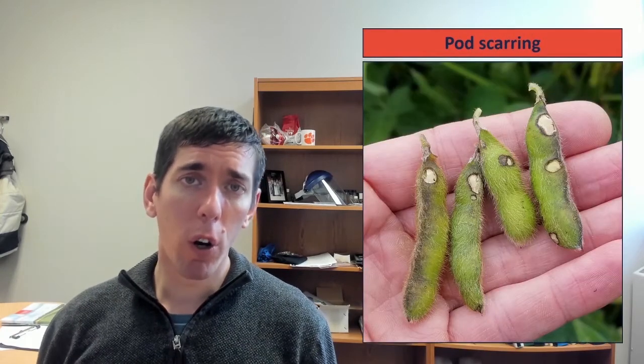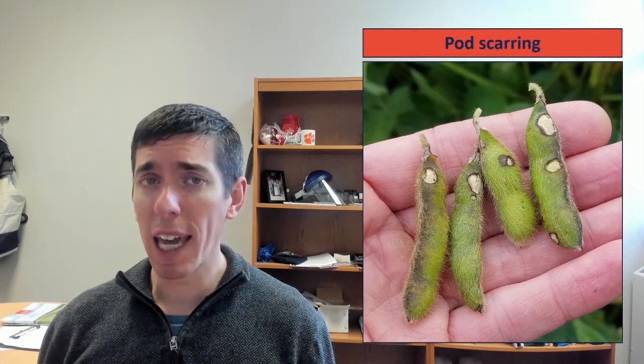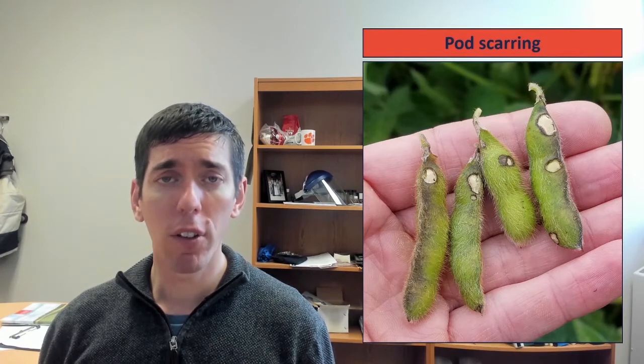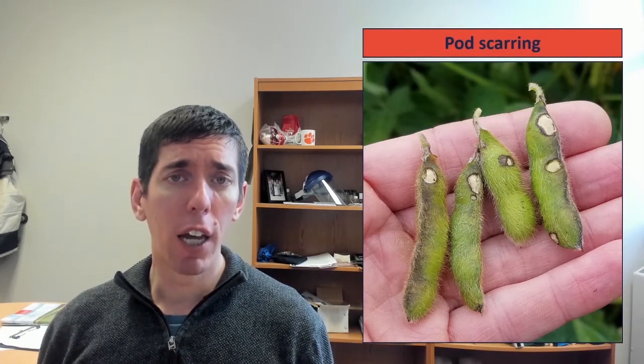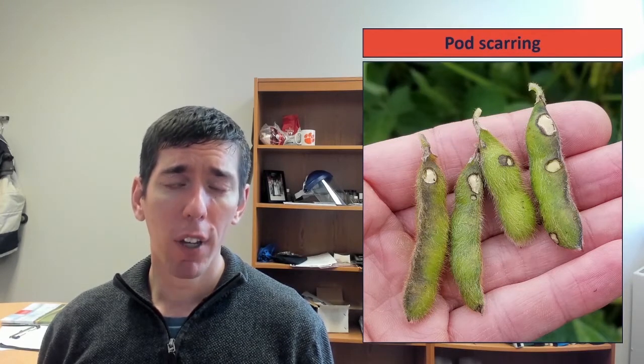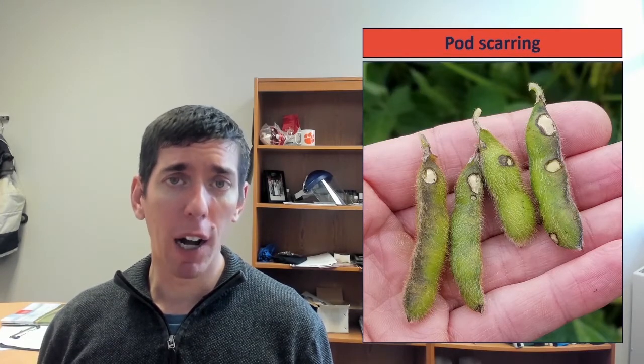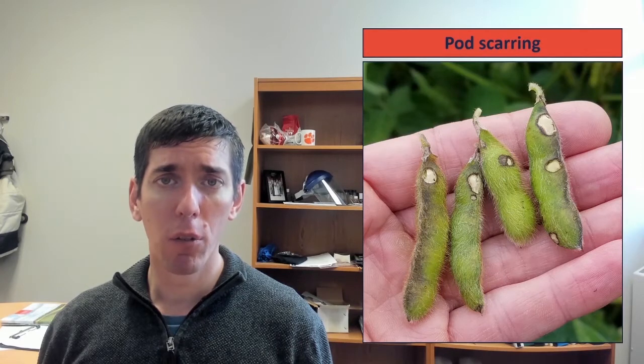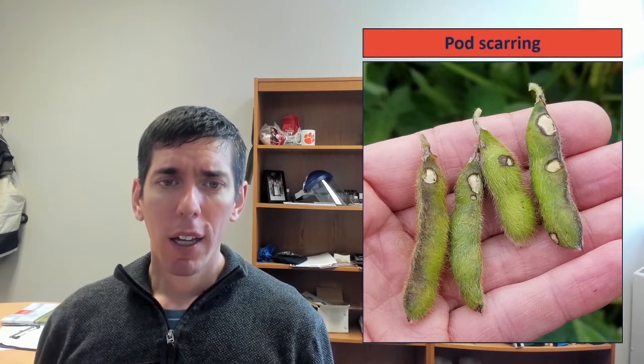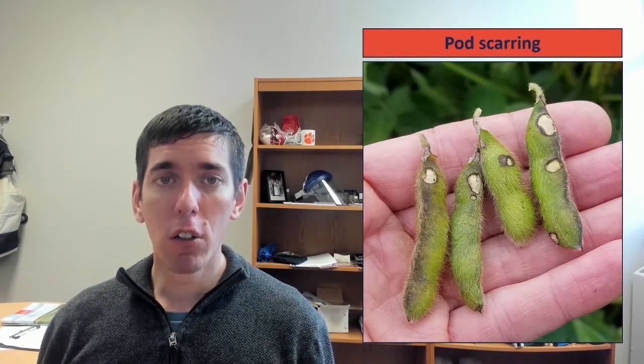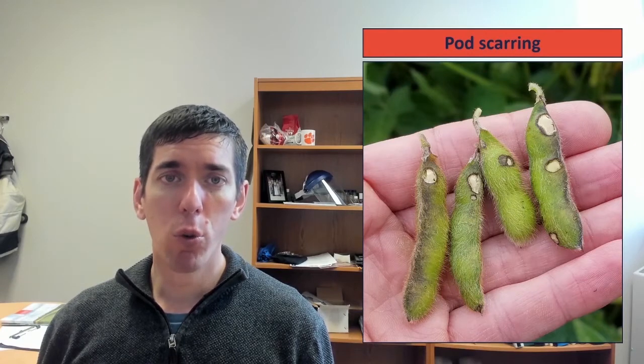Now what we really worry about with bean leaf beetle, and this is an occasional problem in Illinois, again, not something that we deal with every year, but something we dealt with quite a bit in 2020, is feeding on the pods themselves and ultimately pod scarring. Now this is somewhat of a unique form of damage to the bean leaf beetle.